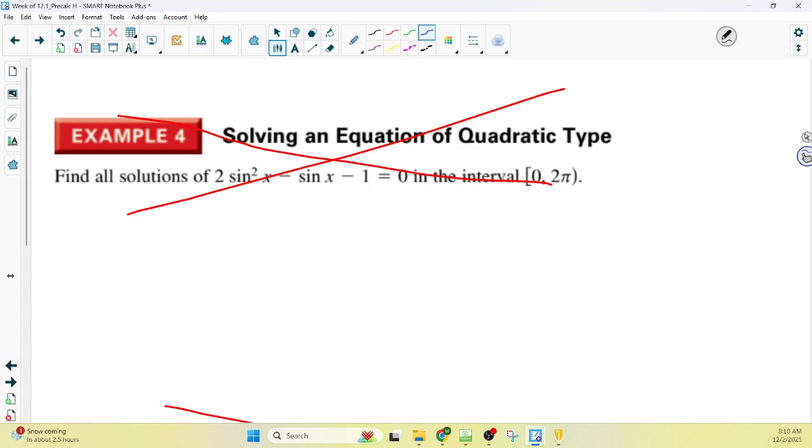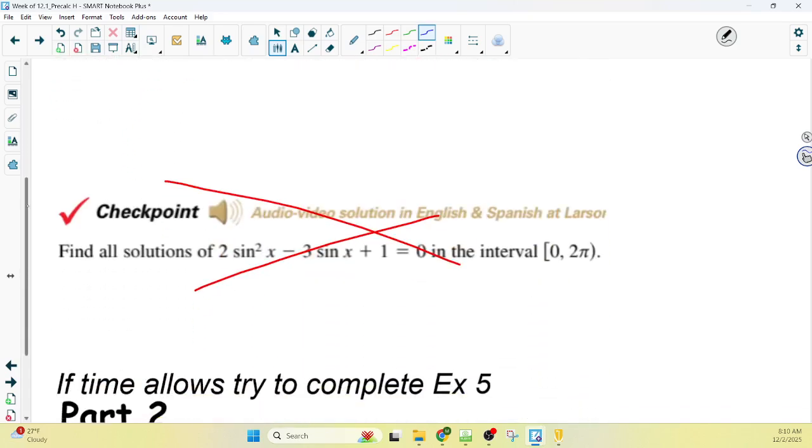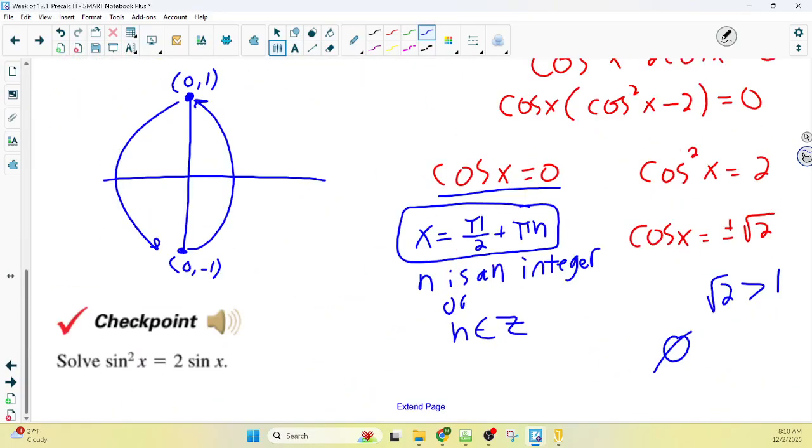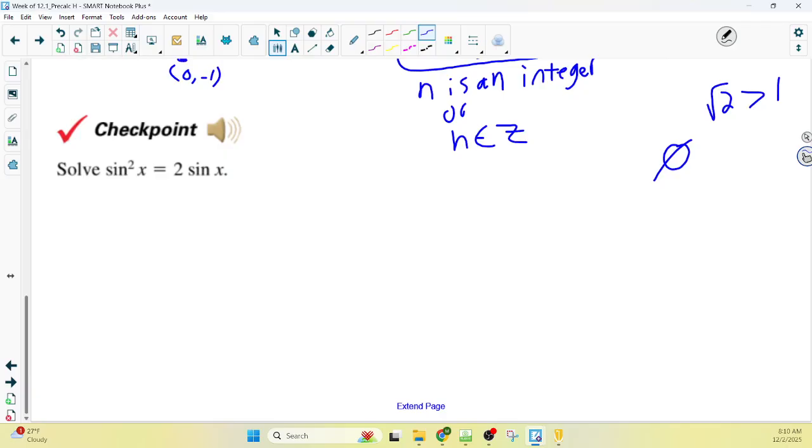So what I'll have you do is pause the video and try to complete this checkpoint right here. It actually seems a little simpler than the previous one, so that's good news.